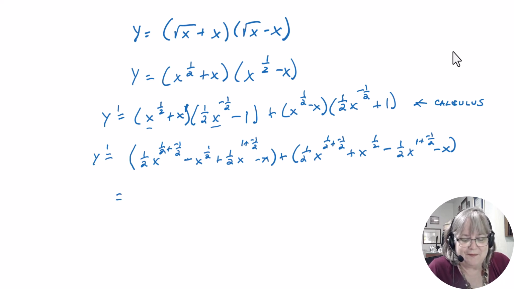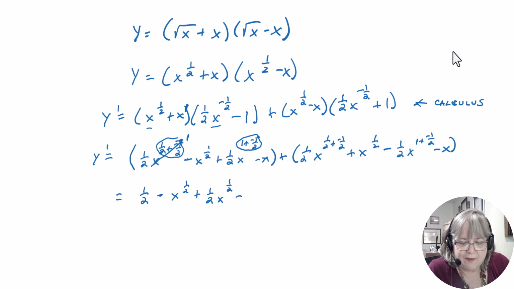This is 1/2. And this is 1/2 plus -1/2, or 1/2 minus 1/2, is 0. And anything to the 0 power is 1. So this is going to go to 1. So you just have 1/2. Minus x to the 1/2, plus 1/2. 1 plus a -1/2, or 1 minus 1/2, is 1/2.